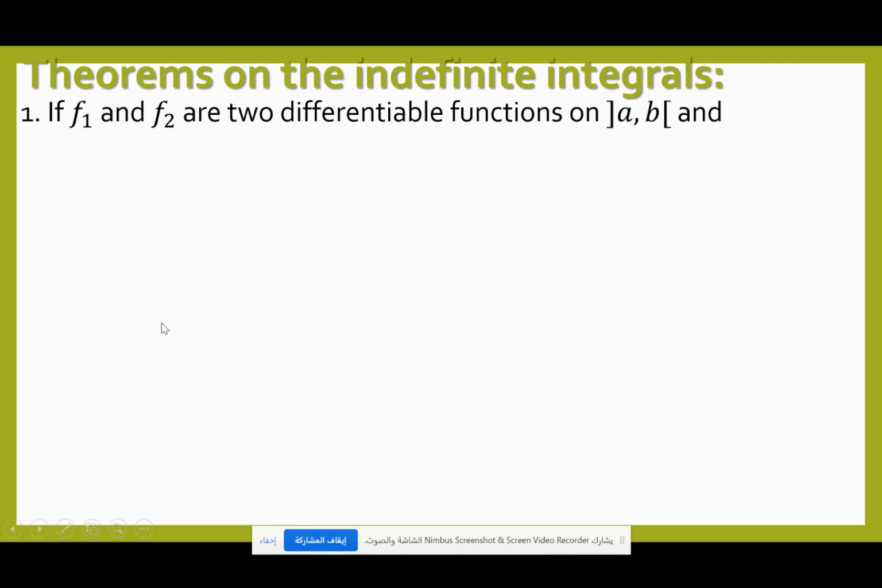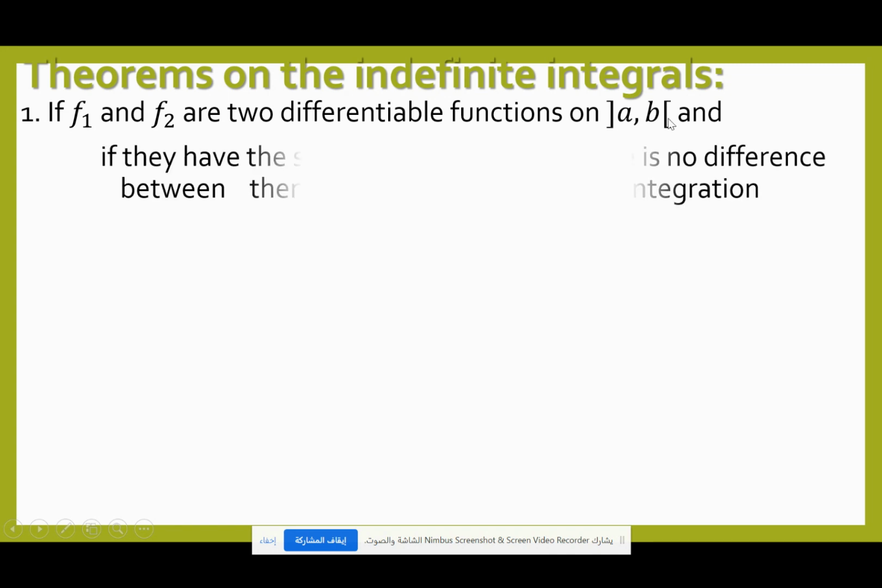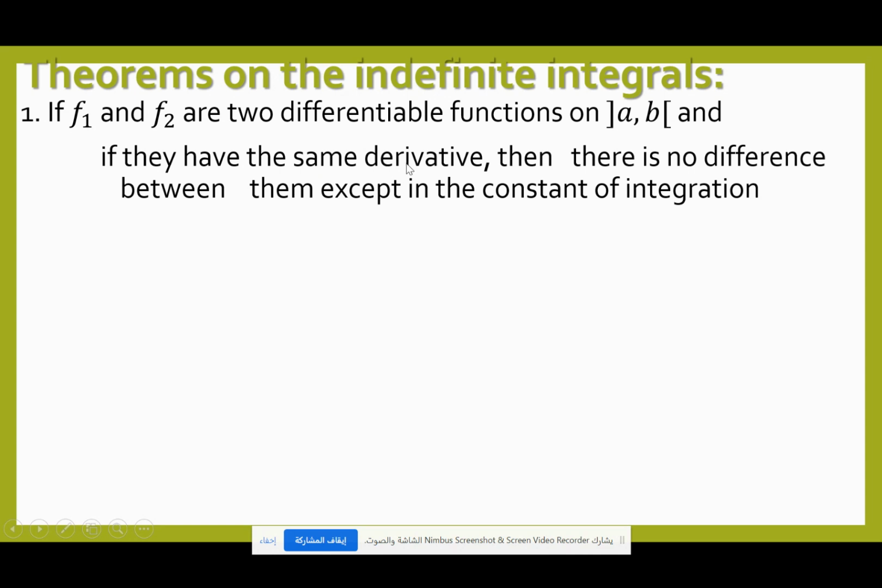If f1 and f2 are two differentiable functions, that means we can derive the first and derive the second, and the limits exist for each, on the interval, and it should be open when we are talking about differentiable, from an open interval a and b. And if they have the same derivative, that means if you derive the first and you derive the second, they are supposed to be the same, then there is no difference between them except in the constant of integration. And we can understand this more by reading this statement and later by having an example.